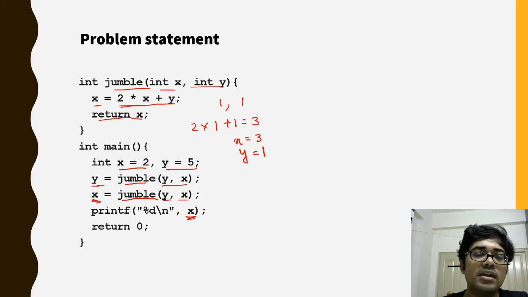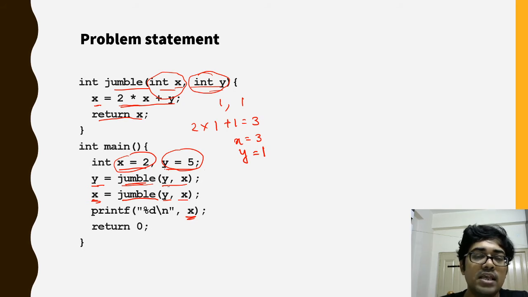Now see what will be the return value of jumble when you invoke this method with y and x. So the main trick here is the variable names. In the main method also we are declaring x and y. Here also we are using x and y. So don't be confused, because these x and y are local to jumble. There is no relation between these x and y and those x and y, because these x and y are local to main, and these x and y are local to jumble. So there is no relation between x and y in the jumble method and x and y in the main method. So don't be confused.